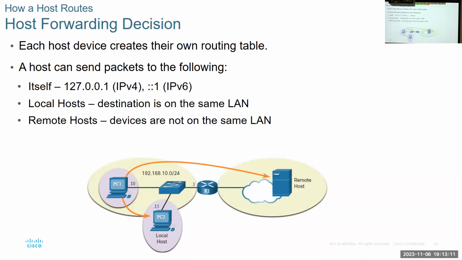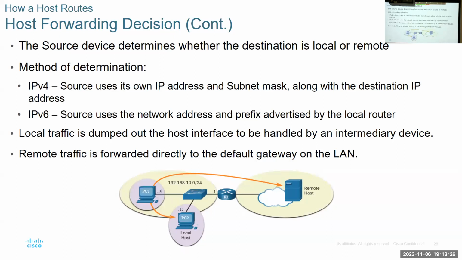There are entries for 127. There are entries for all the local networks for each NIC in the device. And the remote hosts are all represented by the zeros network. That's the default gateway. All right, so how does the device know if the IP address that it's trying to send a packet to is on the same network or a remote network? How does it know? Subnet mask. Subnet mask, exactly.